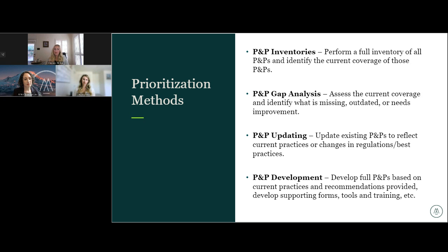So, after you're able to identify those gaps, either you go one way, which might be just to update those policies and procedures, make sure that they're in line with best practices and regulations, or another way, which is policy and procedure development. So coming in, developing comprehensive policies and procedures, making sure that they do align with best practices and recommendations, and then developing supporting forms, tools, and implementing that training that we discussed before.